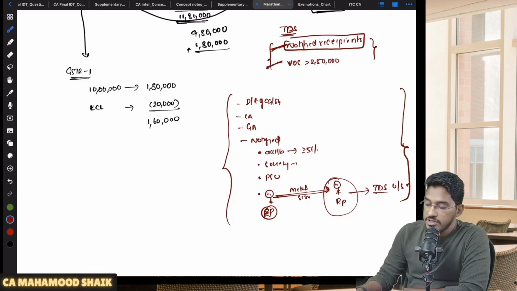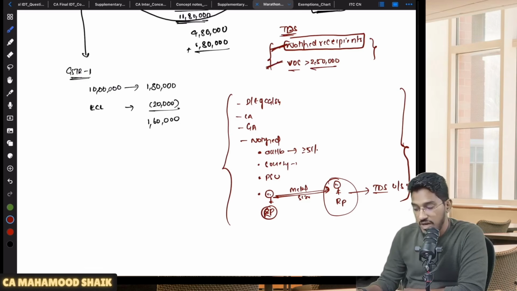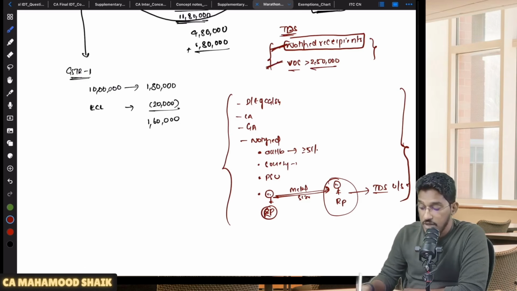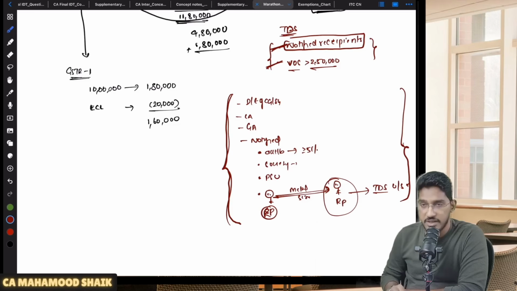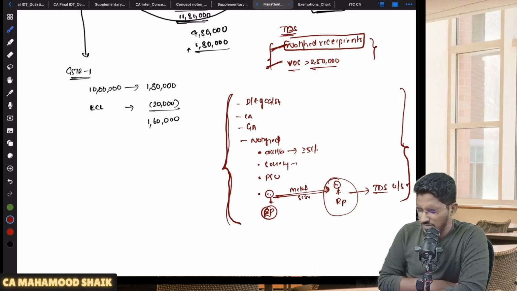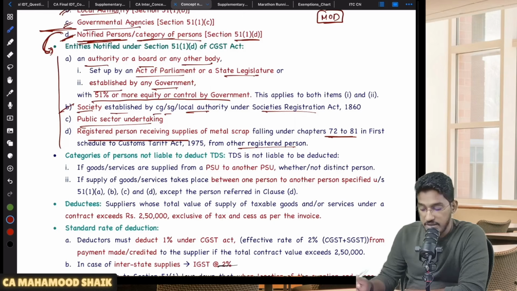Sir, what is one more condition? Value of supply under a contract must exceed 2,50,000. So these recipients are not required to deduct TDS on every supply they receive. They are required to deduct TDS only in respect of those supplies where the value of supply under a contract is more than 2,50,000, then only TDS will be deducted.